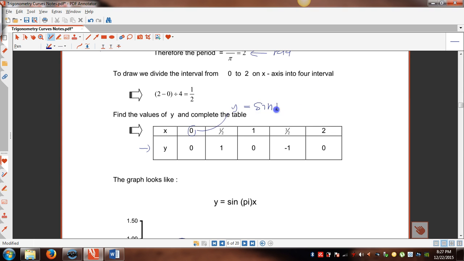Sine pi x. Alright, so substitute 0 into x, then we get sine 0, then we get y equal to 0. So sine pi over 2, then we get 1. So sine pi, then we get 0. Sine 3 pi over 2, then we get negative 1. And sine 2 pi, then we get 0.